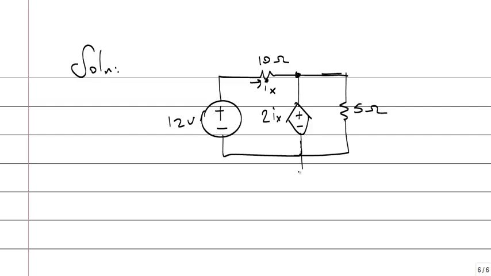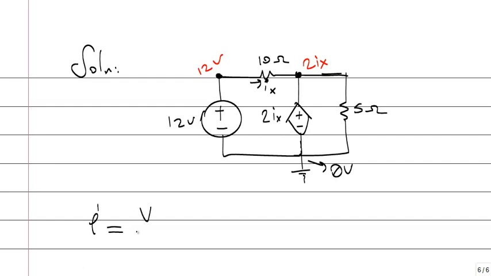Select a ground, so the voltage of this point is 0. What's the voltage of this point? 12 volts, this is a voltage source. What's the voltage of this point? 2Ix. Let me write it in red, 2Ix. So Ix is the current of a component. That component is a resistor. So what is the current of a resistor?